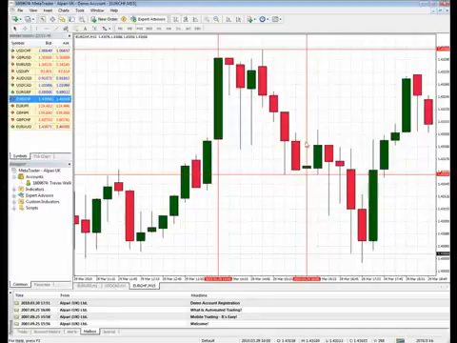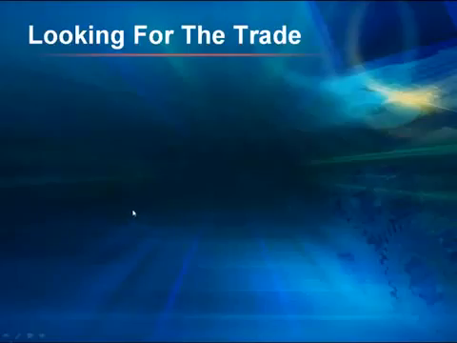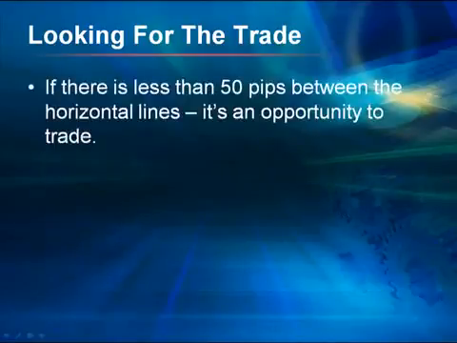So once we have that, we're then ready to learn how to trade with this system. Okay, so now that we have our chart set up, we need to look for the trade. To do this, we calculate the distance between the top horizontal line and the bottom horizontal line, and we're going to calculate that in pips.